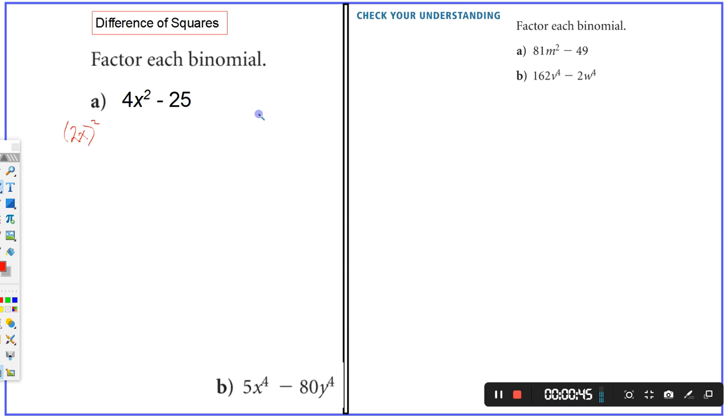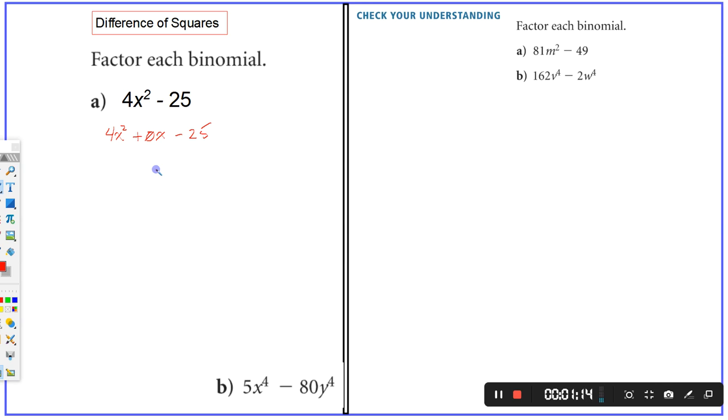And then we know that 25 is just 5 squared. So both of these are squares, and we can have a shortcut for factoring a difference of squares situation. So we can think about this actually as 4x squared plus 0x minus 25.